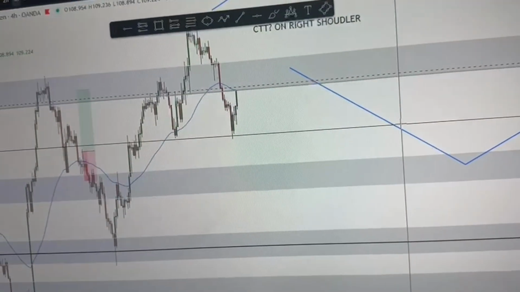But we're going to see what's going to happen. I'm going to be waiting for these setups. This is a very, very clean counter trend trade. This is so clean if I enter on the right shoulder. So, patience. I'm going to continue cooking. I'm going to cook myself. And I'm going to get to it.